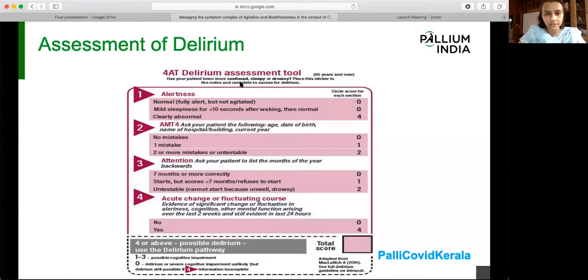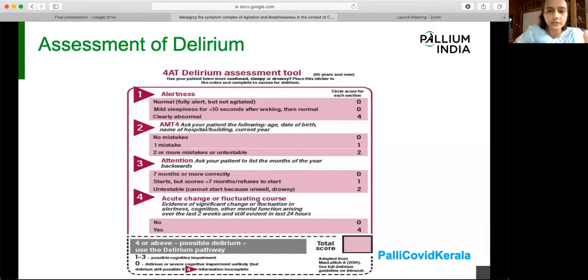The third one is attention, where you ask the patient to list the months of the year backwards. So you start from December, November, like that backwards. If they're able to do 7 months or more correctly, they score zero. If they start but score less than seven, not able to do 7 months, or they refuse to start, then they get a score of one. And if they're untestable, drowsy, or not even able to start the months, they score two.